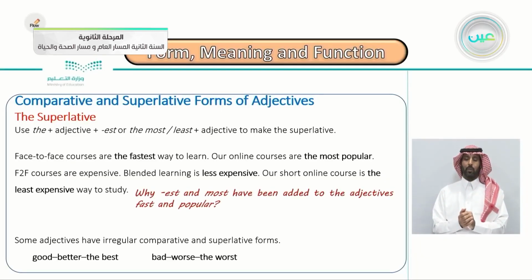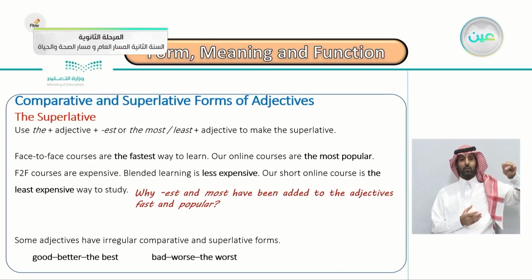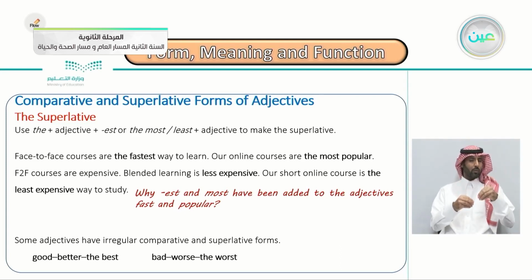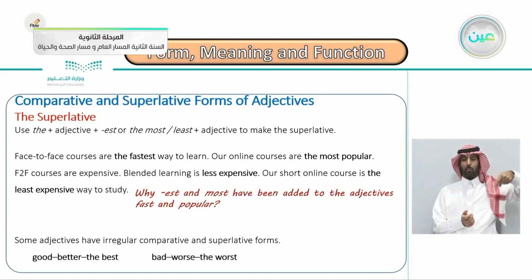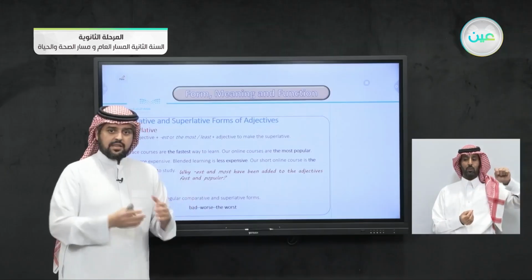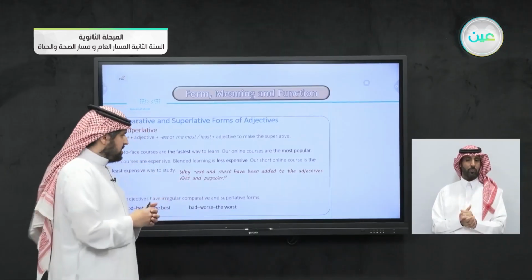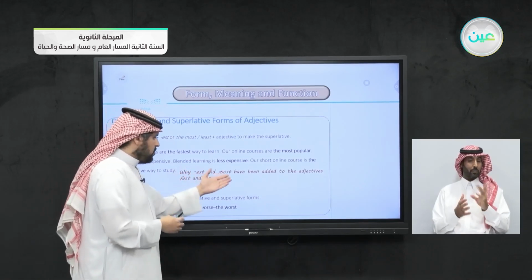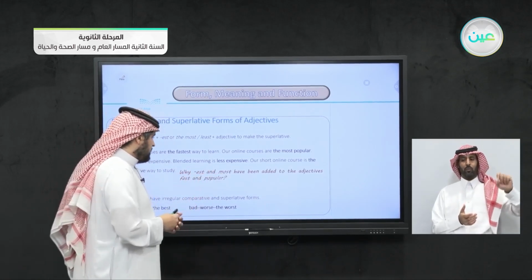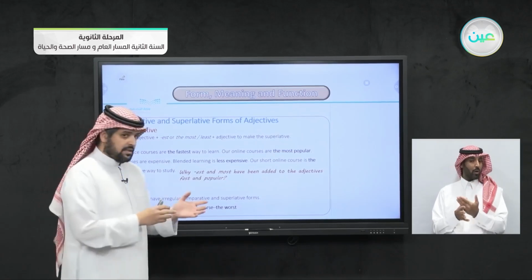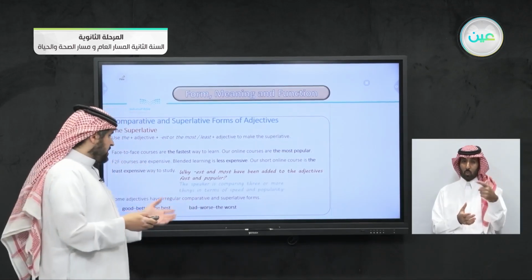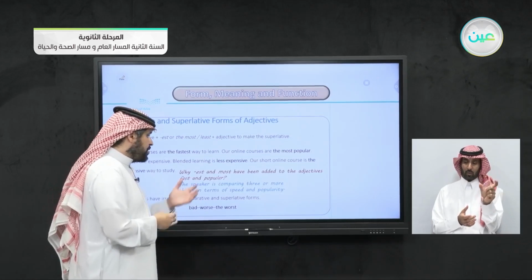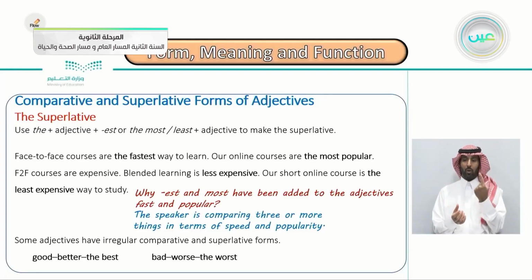Why have est and most been added to the adjectives fast and popular? Same question, but with the superlative. Why est? When you say the fastest, the smallest, the biggest, est is at the end of the adjective. And most has been added to popular. We said the most popular. The answer is the speaker is comparing 3 or more things in terms of speed and popularity.